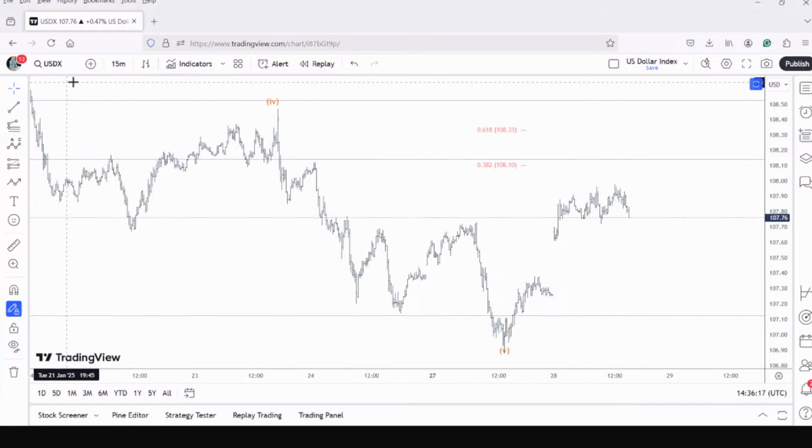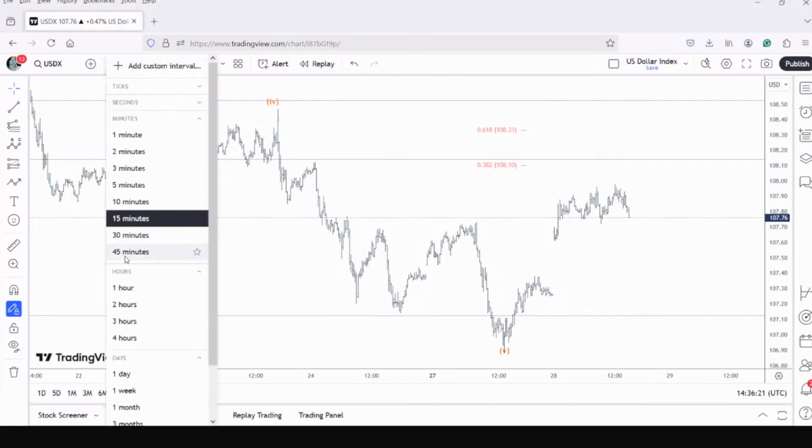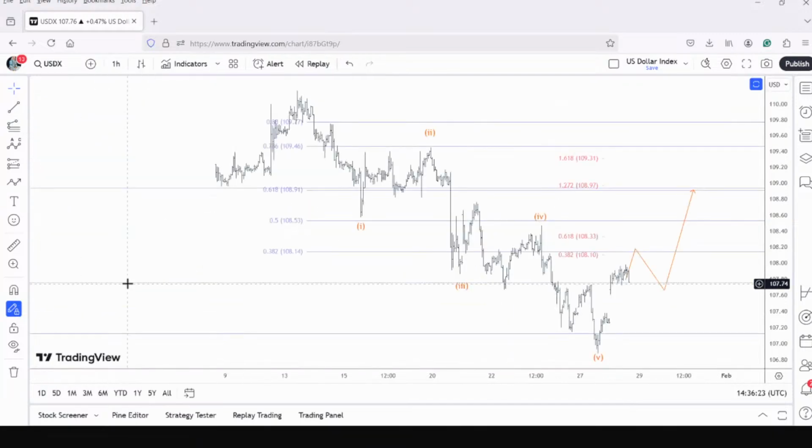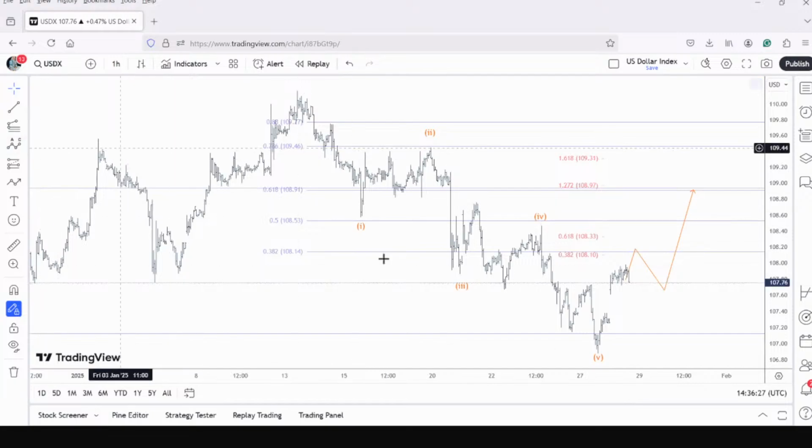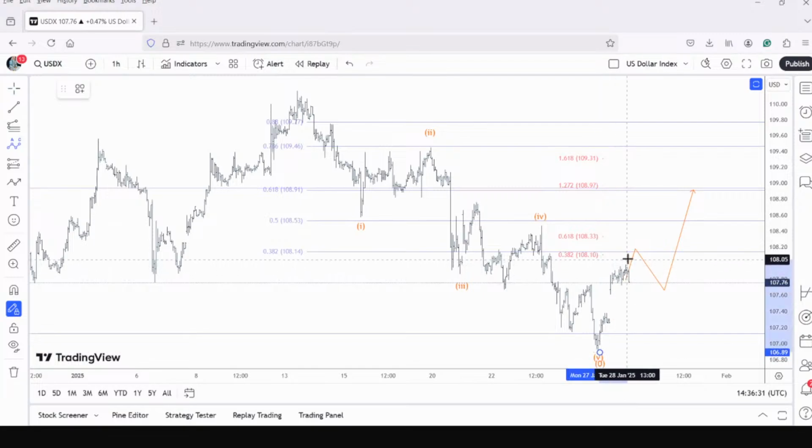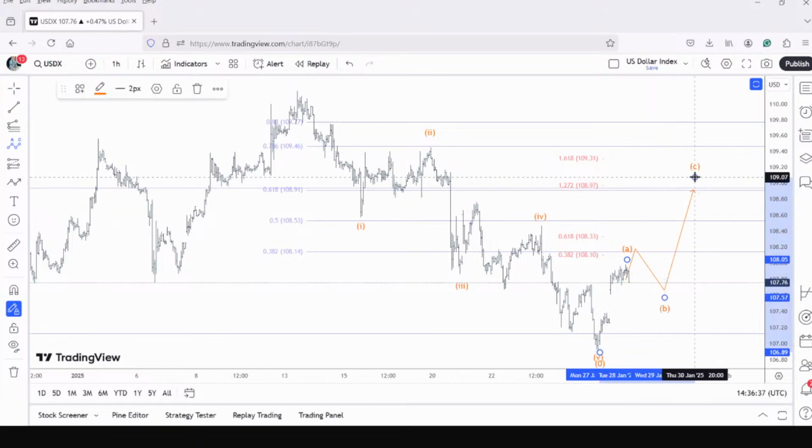So possibly now we are looking at a lower dollar index and higher euro to complete their respective wave Bs up here. We've got a potential wave A and potential wave B down there, and we're looking forward to C up there.